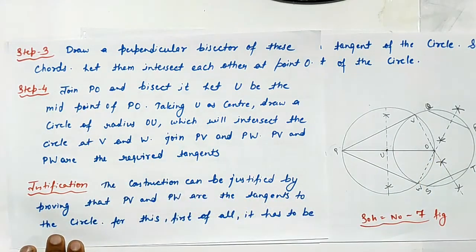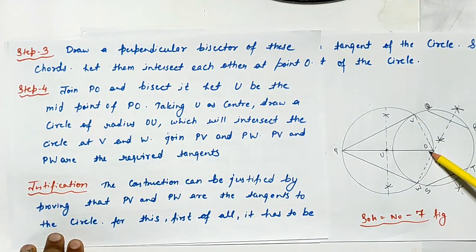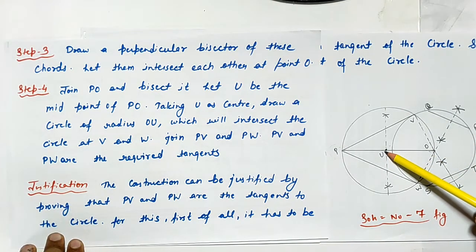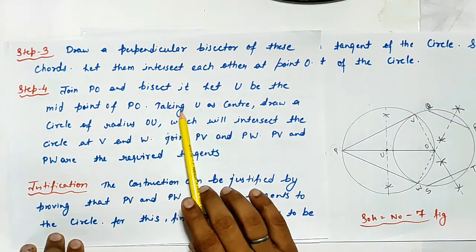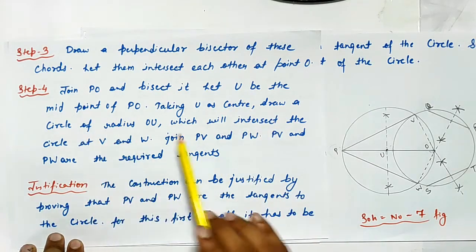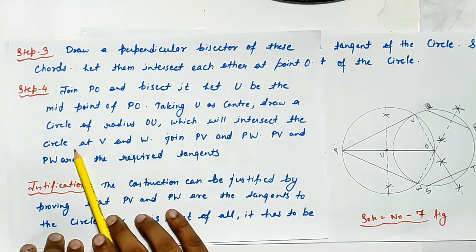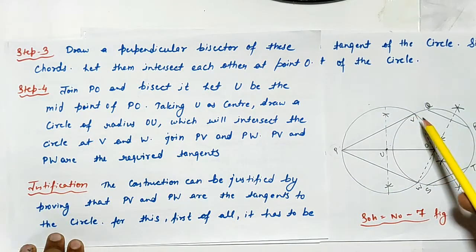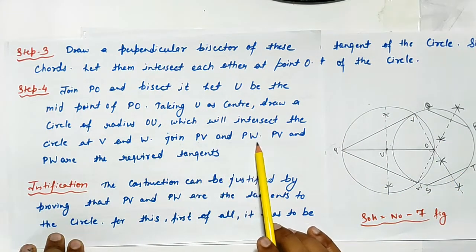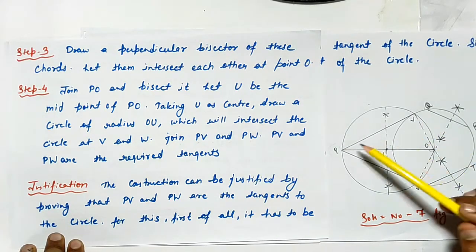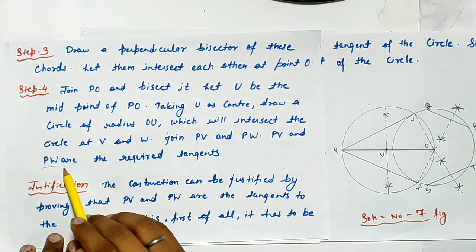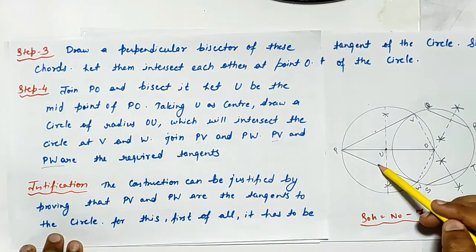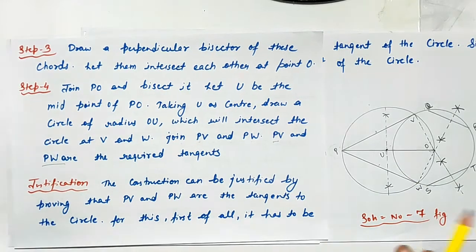Join PO and bisect it. Let U be the midpoint of PO. So this is the midpoint of PO. Taking U as a center, draw a circle of radius OU which will intersect the circle at V and W. Join PV and PW. PV and PW are the required tangents. So these are the tangents. So now the tangents are done.